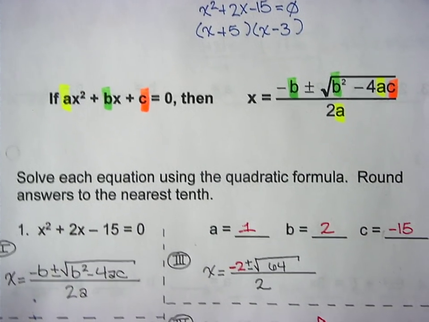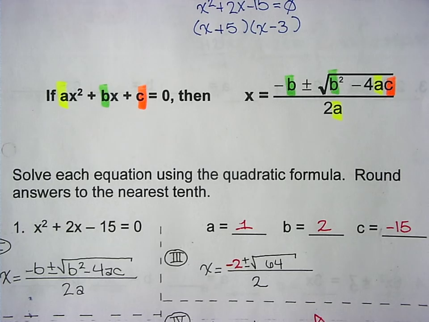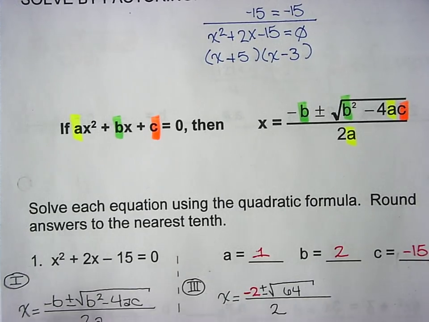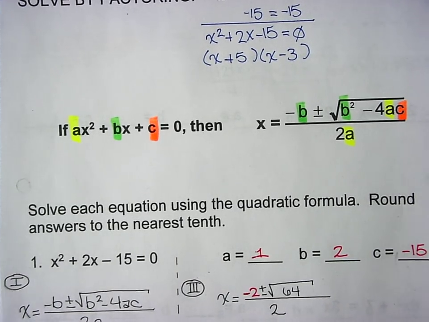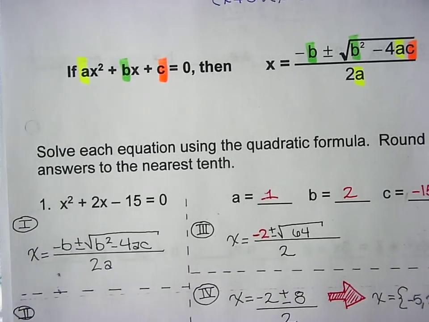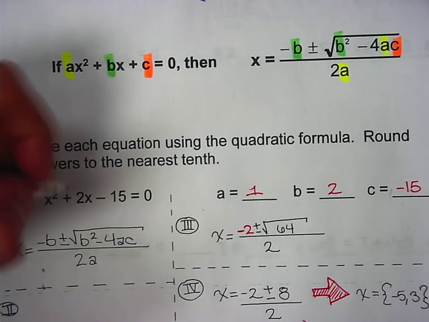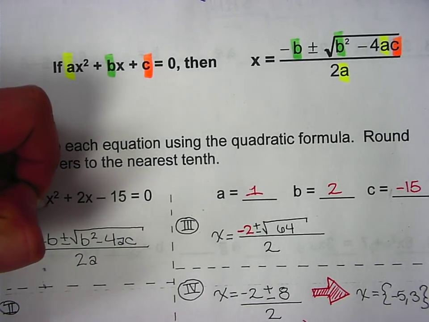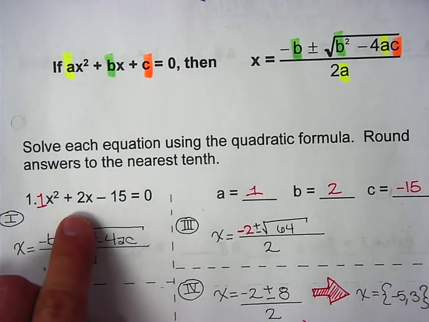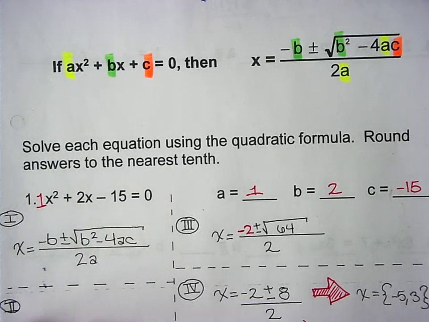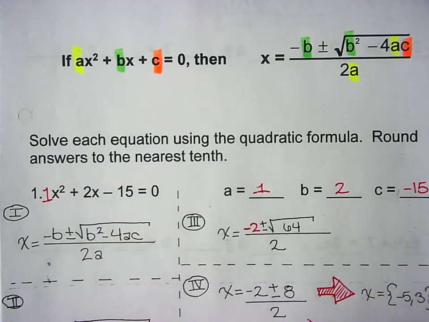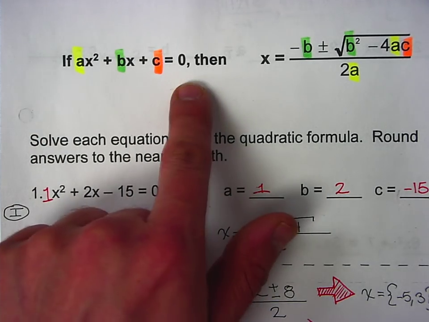So our instructions are: solve each equation using the quadratic formula. Round answers to the nearest tenth. I'm going to go ahead and show you how to use this formula. So first of all, what we have is our x squared, and if you don't remember, we basically have an imaginary 1. And then we have 2x minus 15 equals 0. The fact that it equals 0 already tells me that it's in standard form, and I can go ahead and use this formula.